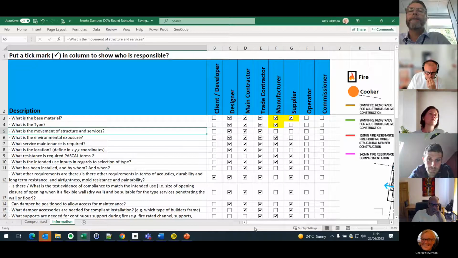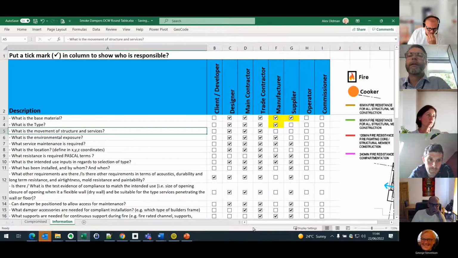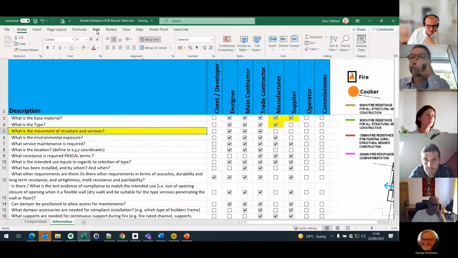I don't really understand line 5, what the question is. It's the movement of structure and services. Okay. Let's put a comment in.